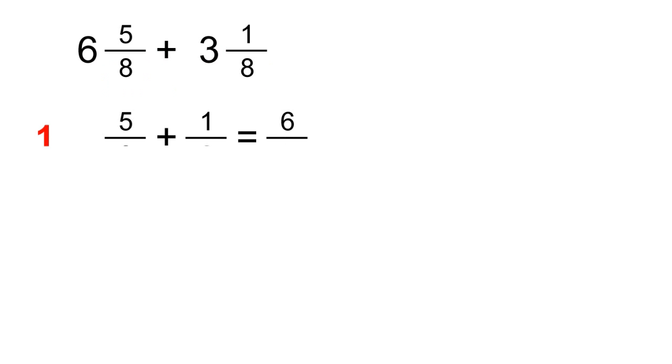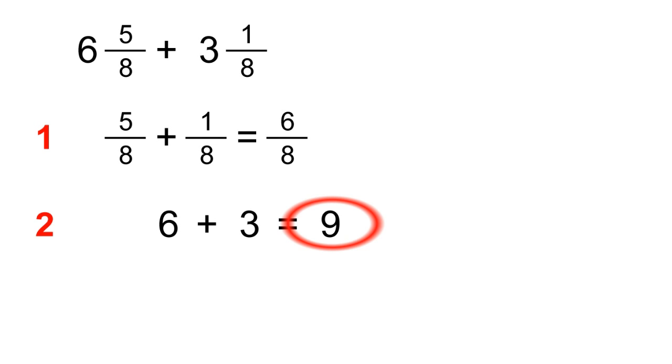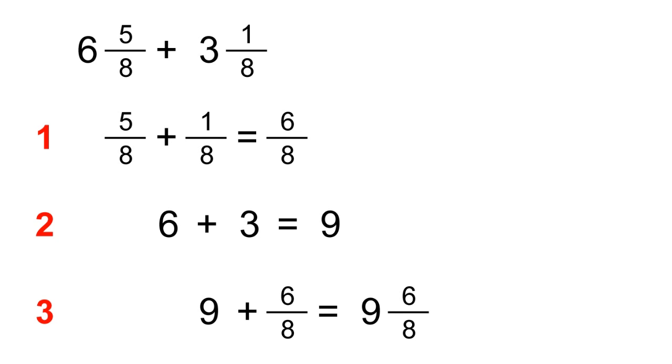Step 1. Add the fractions. 5/8 plus 1/8 equals 6/8. Step 2. Add the whole numbers. 6 plus 3 equals 9. Step 3. Put the answers together. 9 plus 6/8 equals 9 and 6/8.